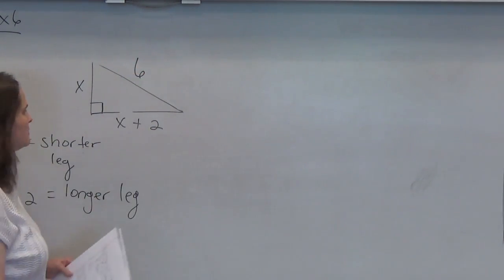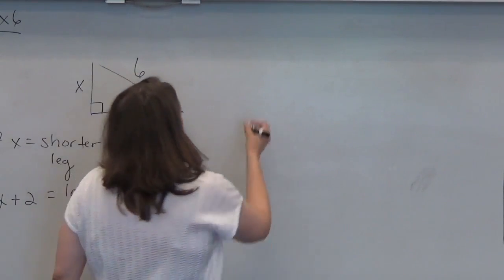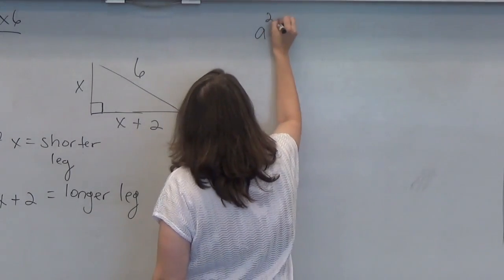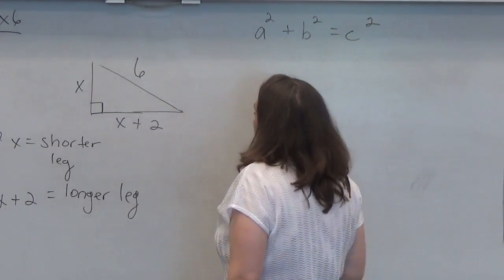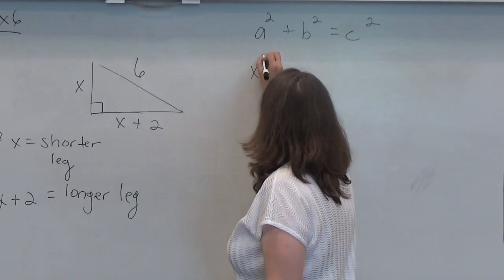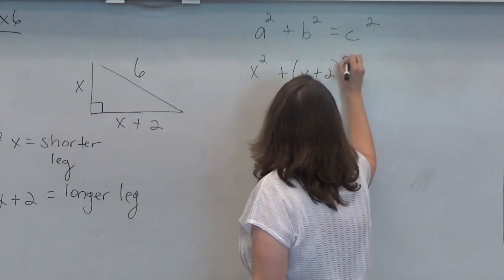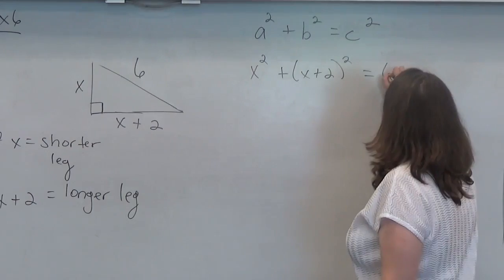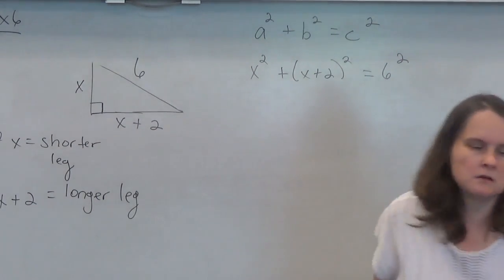So once I have the values in, I can go ahead and put them into my Pythagorean theorem. My Pythagorean theorem, again, is a squared plus b squared equals c squared. So we're going to put in the two legs for the a and the b. So we've got x squared plus x plus 2 quantity squared equals 6 squared. And we just solve this for x.